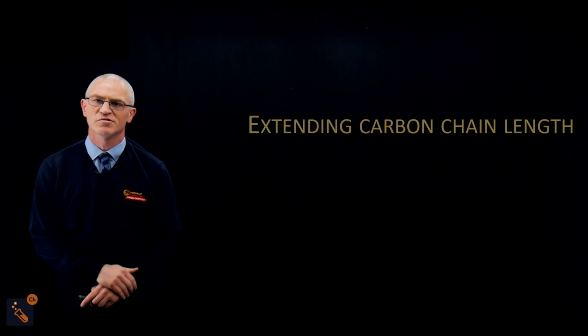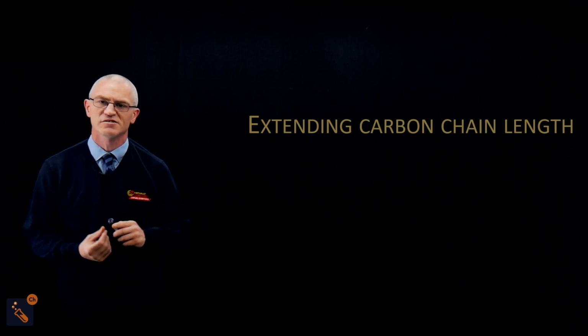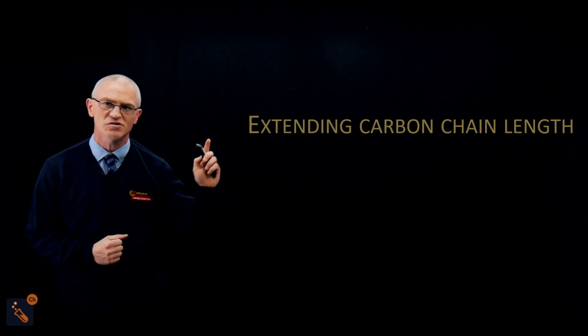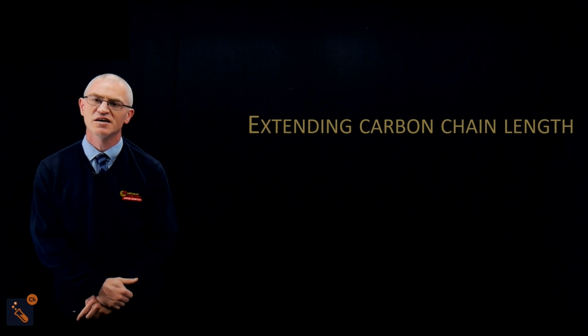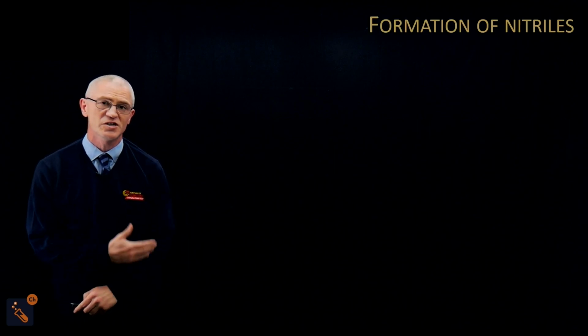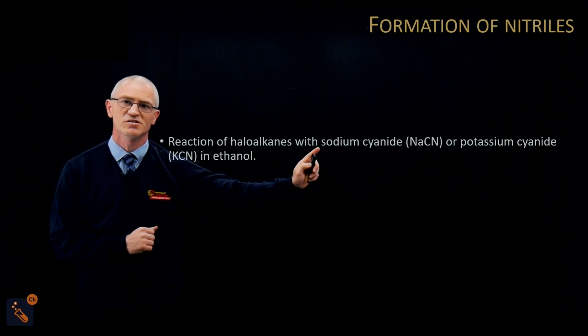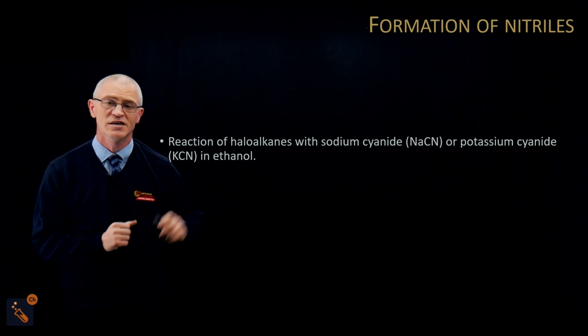If you ever come across a question where you have, for example, one less carbon in the reactants than you have in the products, then you've got to have used one of these reactions to extend the carbon chain length. So let's have a look at them. First one is formation of a nitrile. That's because you react a haloalkane with sodium cyanide or potassium cyanide in ethanol.